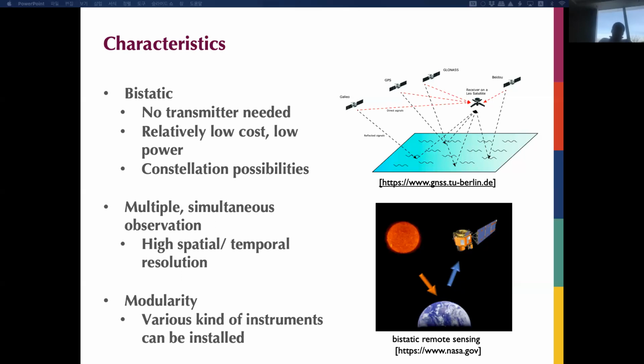And we only need the receiver of the GNSS. We only need the receiver, so we can put the receiver on various kinds of platforms. For example, we can put our receiver on a tripod and UAV, or on a nano satellite as well.